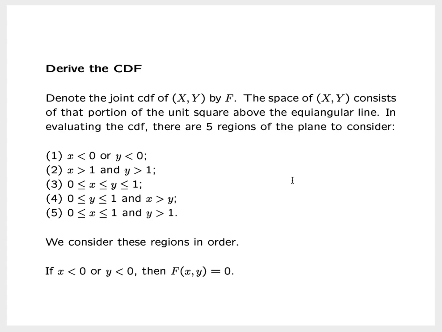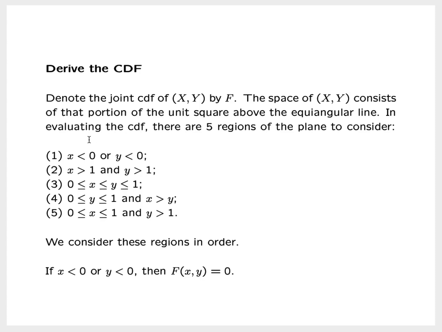Now let's find the joint CDF. We'll denote it by capital F. The space of x and y consists of that portion of the unit square above the equiangular line, that upper left triangular portion of the unit square. Now in evaluating the CDF, there are 5 regions of the plane to consider.